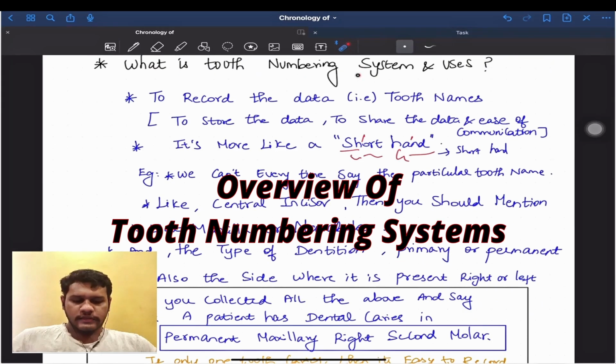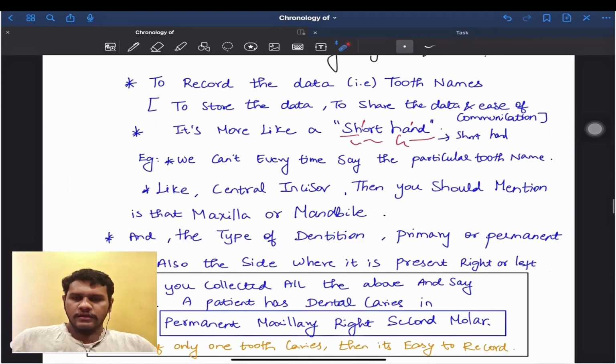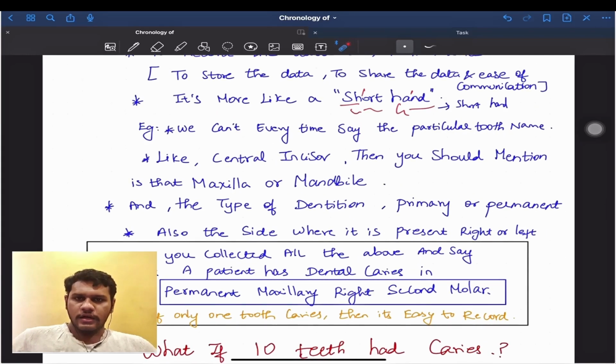What is a tooth numbering system and what are its uses? The purpose of the tooth numbering system, or the shorthand, is to record the data, obviously tooth names, then to store it and to share it. That should be ease of communication. It's like a shorthand. For example, we cannot say a particular tooth name in full every time.